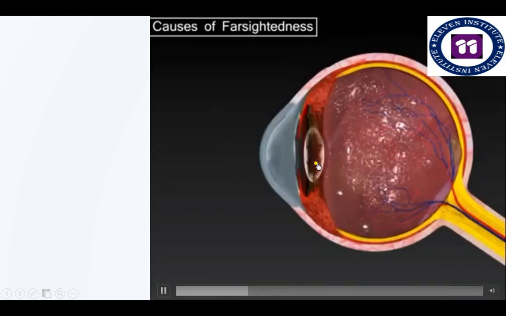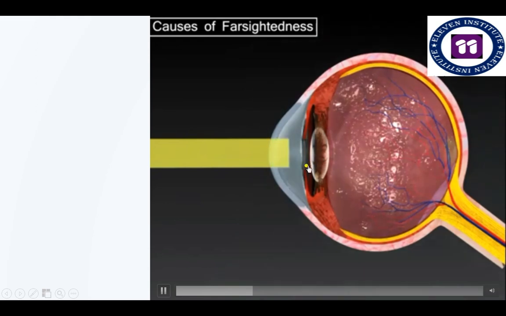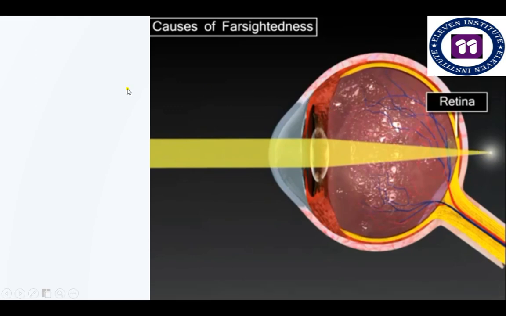Right, this is the eye lens. It is thin, or a short eyeball. The rays come and the image is formed behind the retina. The image is formed behind the retina in the case of far-sightedness. So I will remind you over here again.